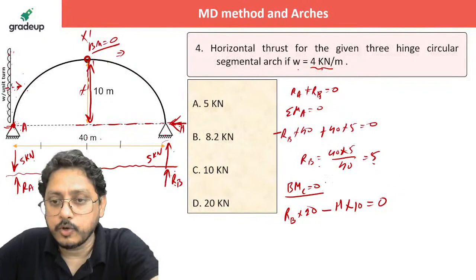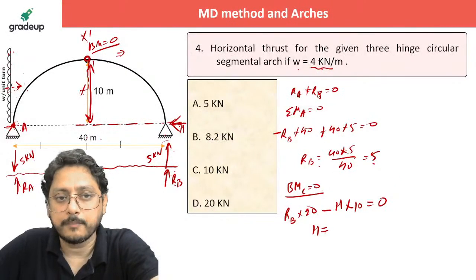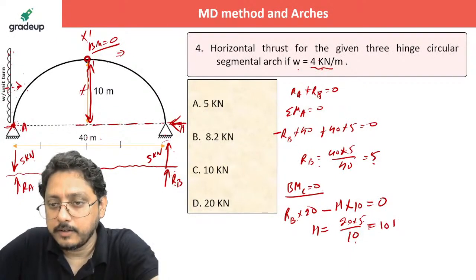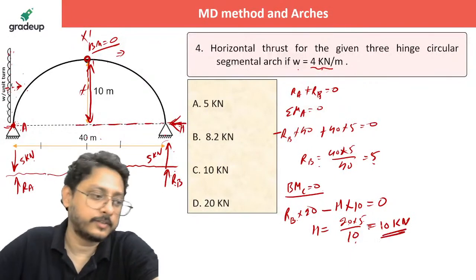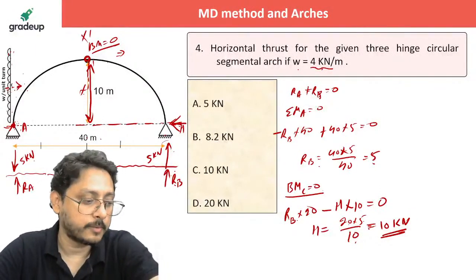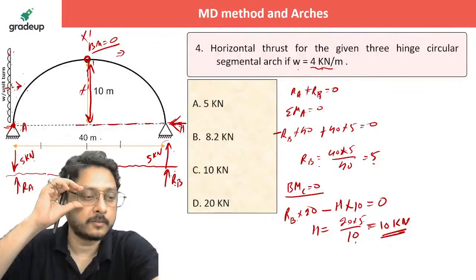And RB value, how much do you have? RB you already have, that is 5, isn't it? Now how much will H become? The minus will get cancelled. 20 into 5 divided by 10. Now 10 2s are 20, 2 5s are 10. That's all. 10 kilonewton is the horizontal thrust at your support. Did you get that?